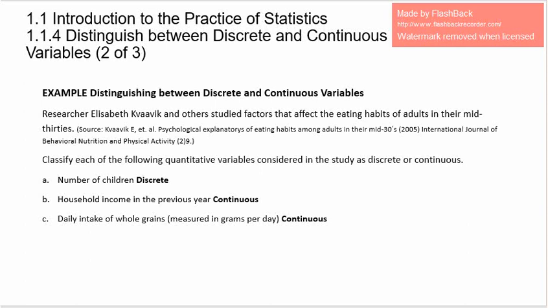Household income in the previous year, it was a quantitative variable as well, but this is continuous because we could have $50,325.76 as an income. The last variable was the daily intake of whole grains. That is continuous as well because we could have like 75.6 grams of grains per day.